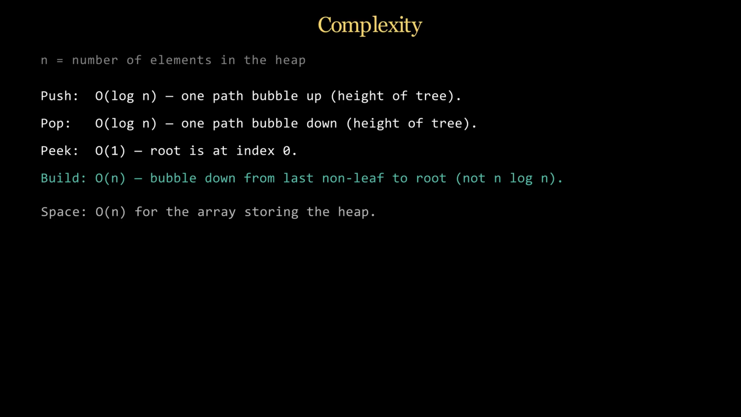Push and pop are logarithmic because we only follow one path up or down the tree. The height is log n, peek is constant time since the root is at index 0. Building a heap from n elements is linear time. We bubble down from the last non-leaf to the root, and the total work sums to O of n. Space is linear for the array.